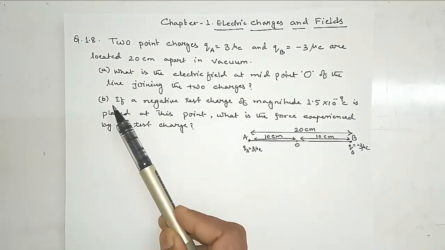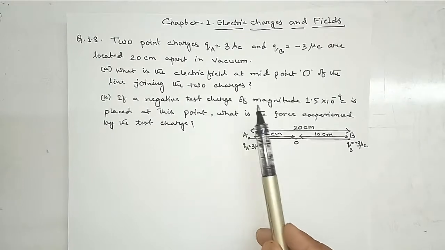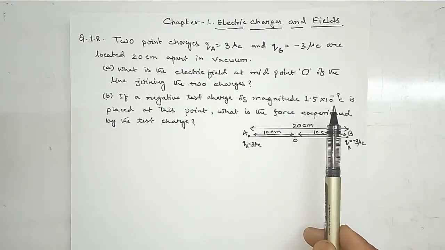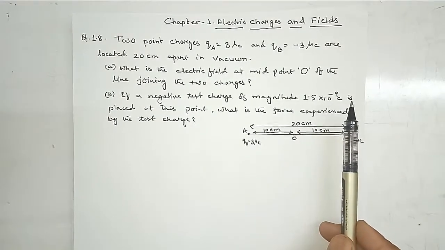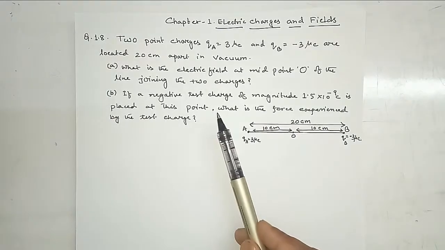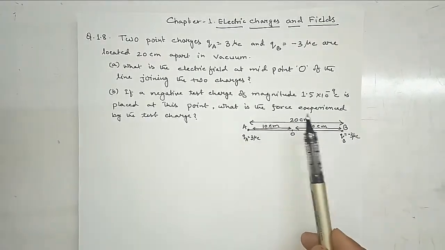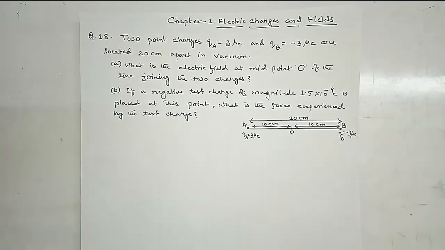And question B is that if a negative test charge of magnitude 1.5 into 10 to the power minus 6 coulomb is placed at this point, what is the force experienced by the test charge?